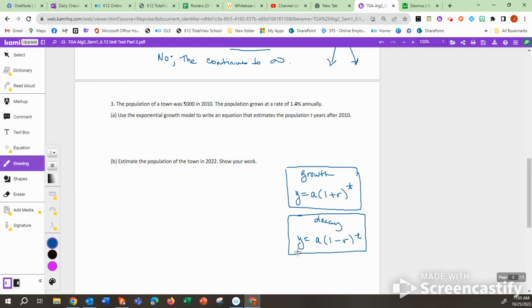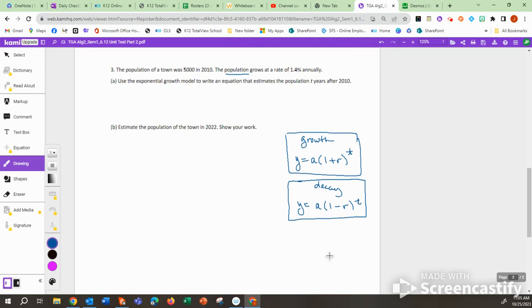All right, y is going to be whatever you're measuring. So here we're measuring population. So y is going to be population. A is going to be beginning population. This could be about dogs or cats or money or whatever, but this particular problem is about population.